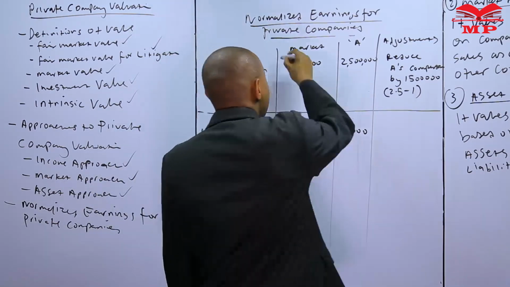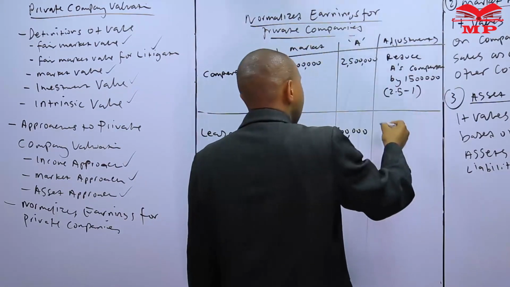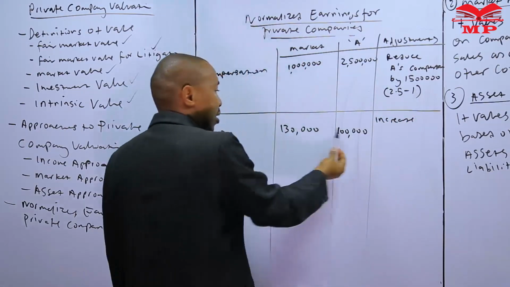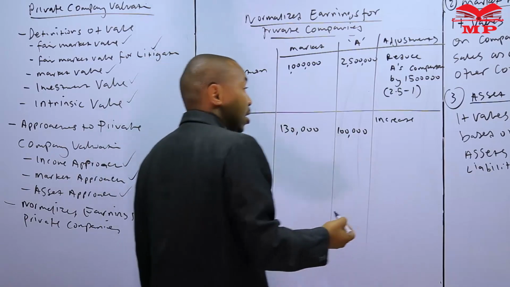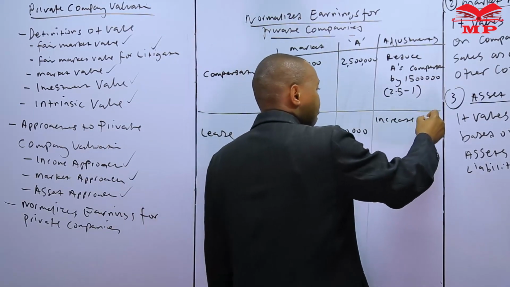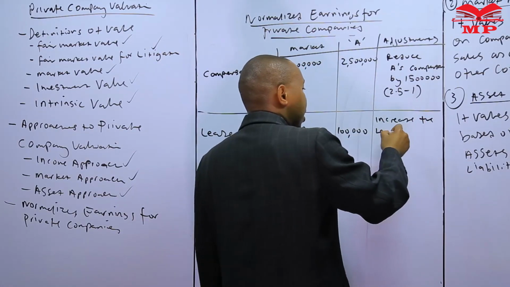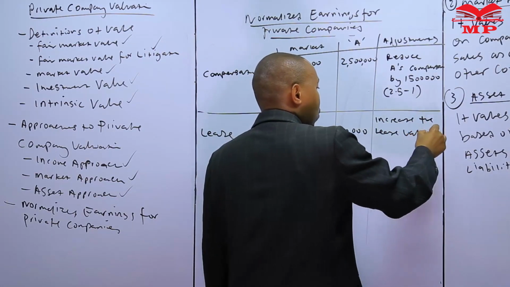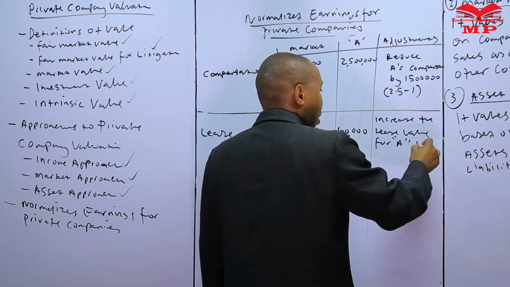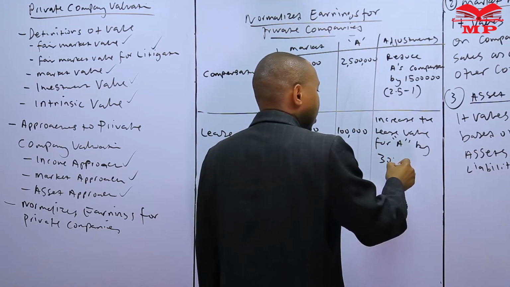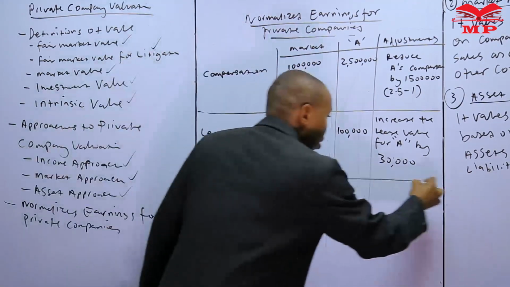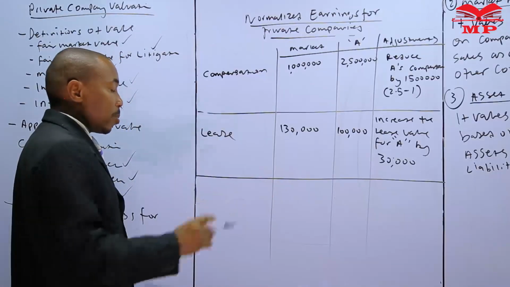So the adjustment right over here is to increase. You can see it is less than the market, so we increase the lease component by 30,000. Increase the lease value for A by 30,000, so that you can ensure that it is normalized for market adjustments or movements.